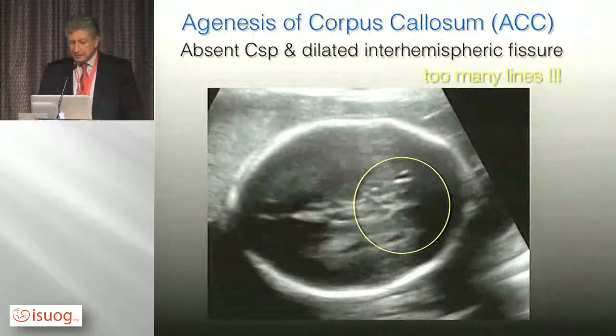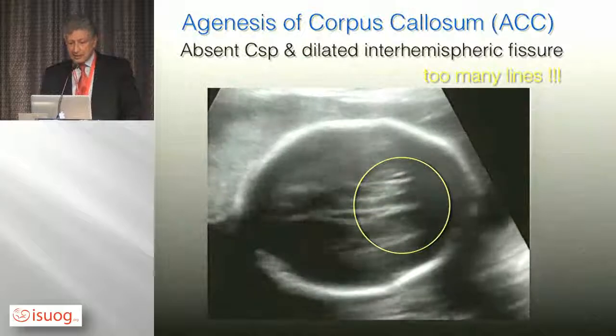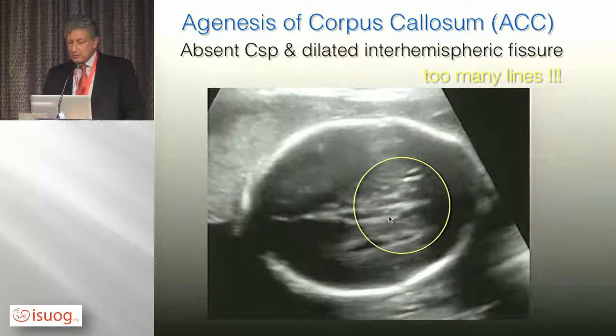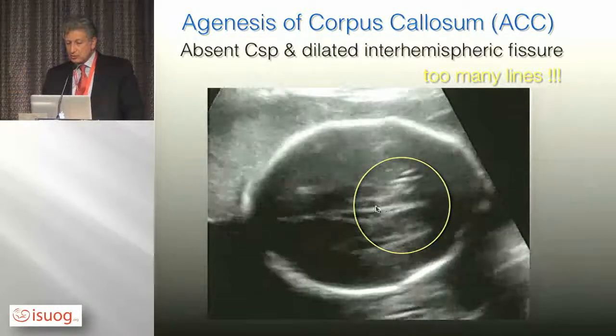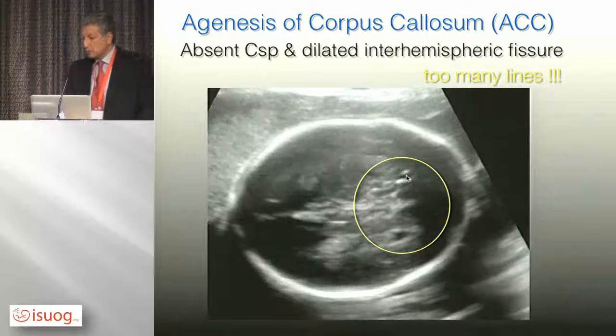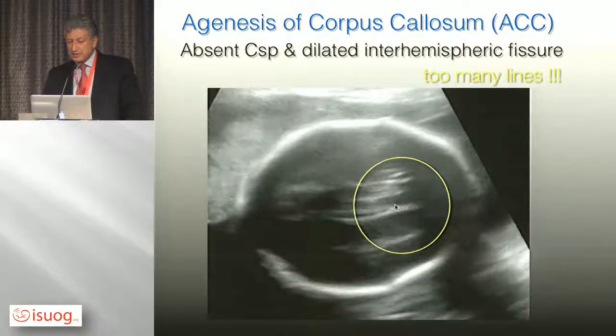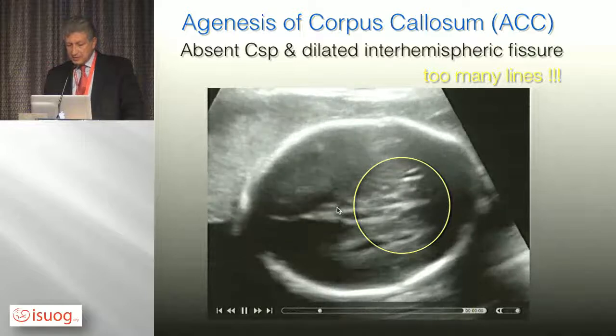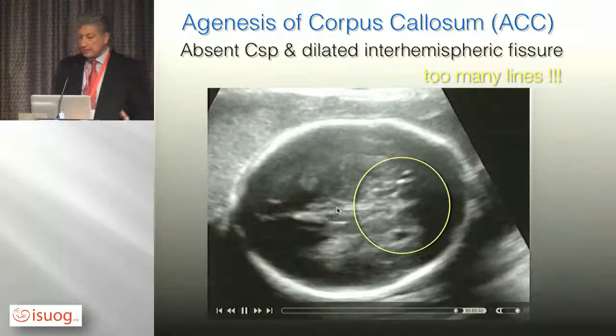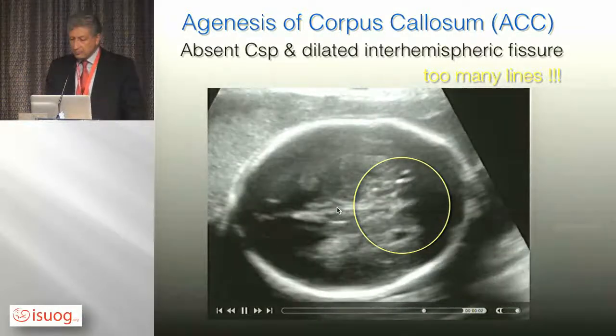And this is how it looks on a video clip, and you see here, first of all, you don't see cavum septi, and you see here the so-called too many lines. You see the two layers of the anterior horns and the dilated interhemispheric fissure and the falx cerebri as well. This is such a typical image that once you have seen it, you will never forget, and next time you make the diagnosis straightforward.